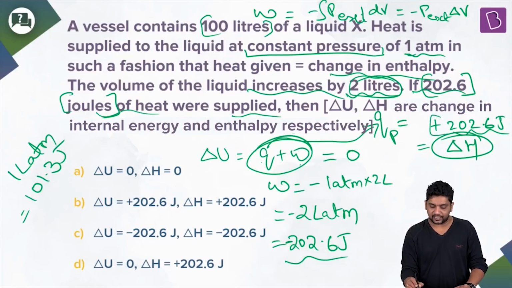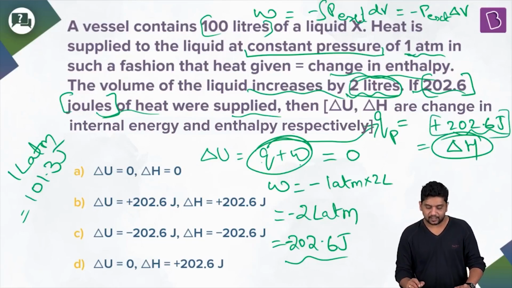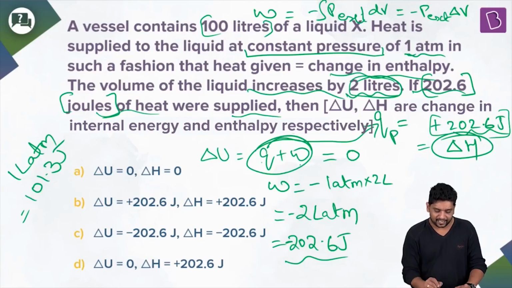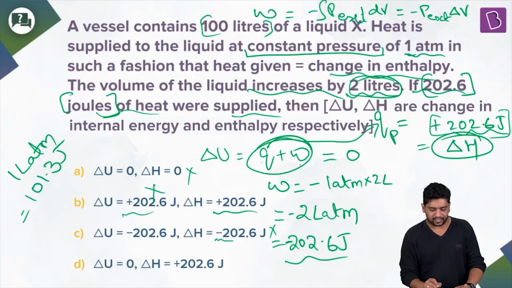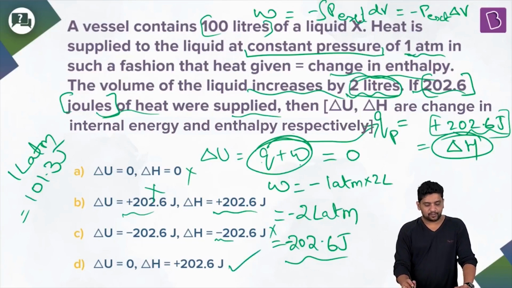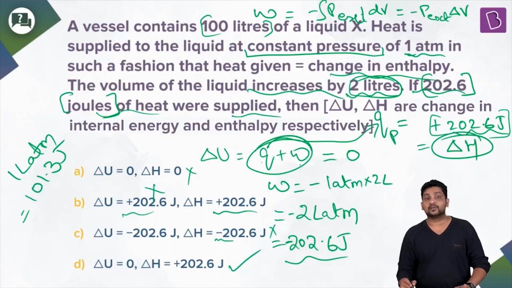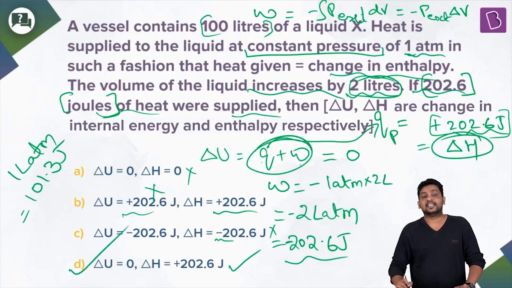Heat given to it is 202.6 joules. So what do we see here? We are looking for delta H equal to 202.6, but delta U is not this. This is also obviously wrong. This is also obviously wrong. We are not looking at minus. So in option D, I can see that delta H is 202.6 joules, which is exactly what we were looking for, and delta U is 0. So both of these are exactly right. So the final answer is option D.